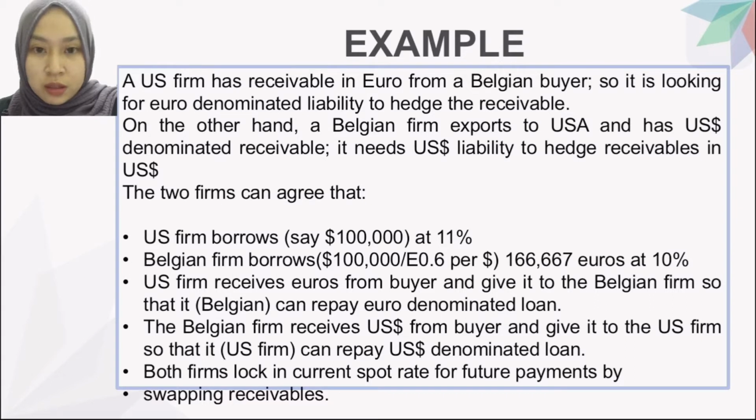166,667 euro at 10%. The US firm receives euro from the buyer and gives it to the Belgian firm so that the Belgian firm can repay the euro-denominated loan. The Belgian firm receives US dollars from the buyer and gives it to the US firm so that the US firm can repay the US dollar-denominated loan. Both firms lock in the current spot rate for the future payment by swapping receivables.